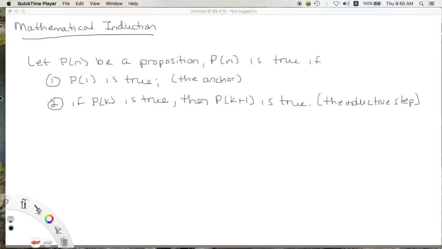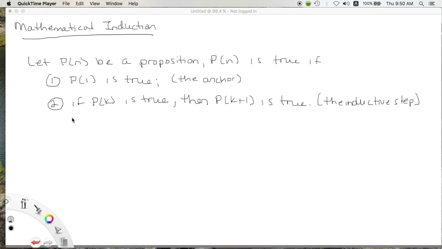Mathematical induction is a form of proof, and there are specific steps you have to follow every time. If you have a proposition, we'll call it P of n, it is true if two things happen. The first thing you do is show that P of 1, the first case, is true. This is called the anchor.